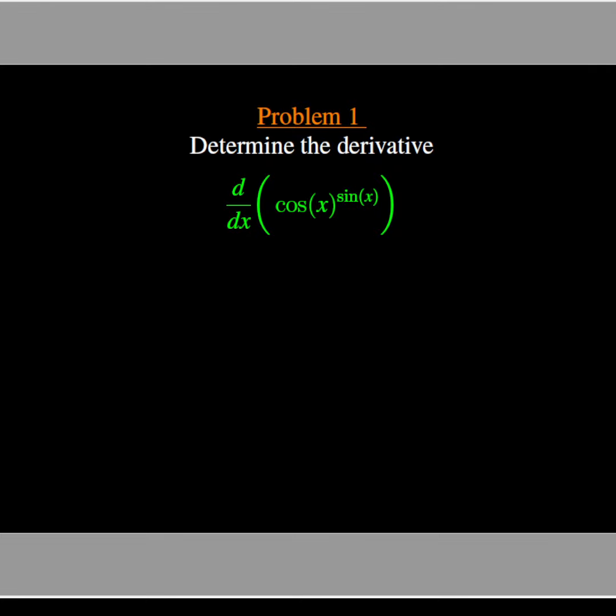In problem 1, we are asked to find the derivative of the function cosine of x to the power sine of x. This problem involves exponentiation where the base function is cosine of x, and the exponent function is sine of x. In order to compute its derivative, we need to apply the chain rule and the logarithmic differentiation technique.